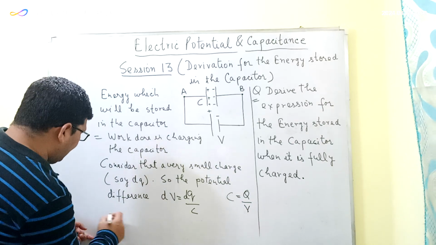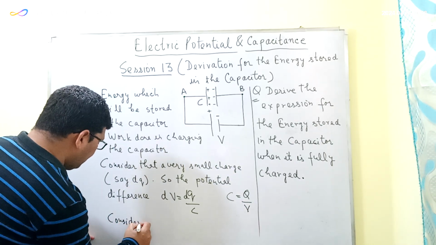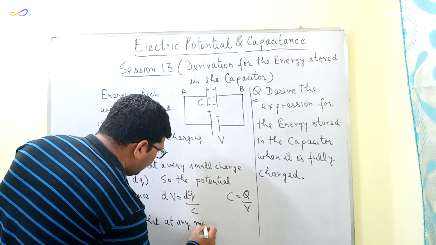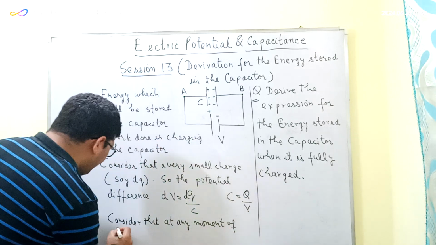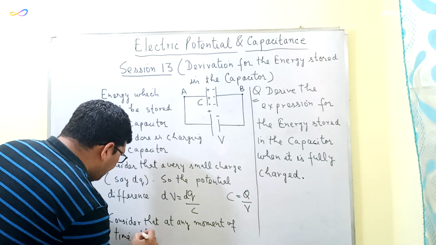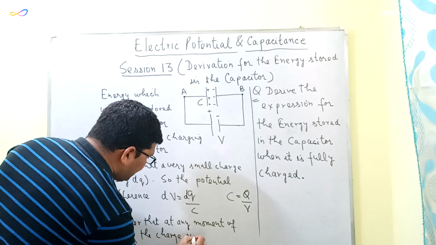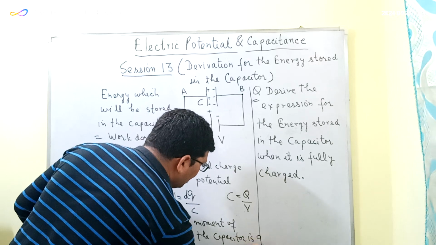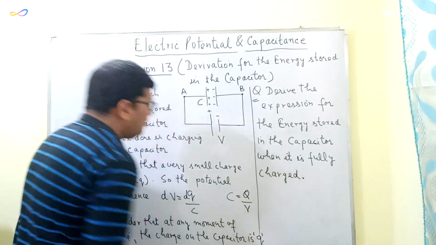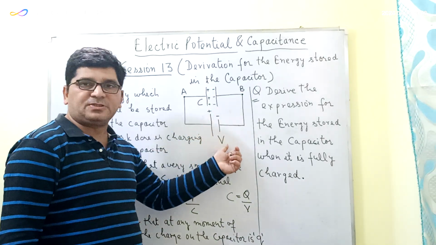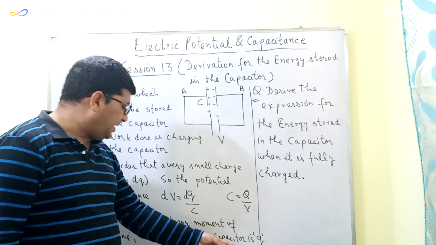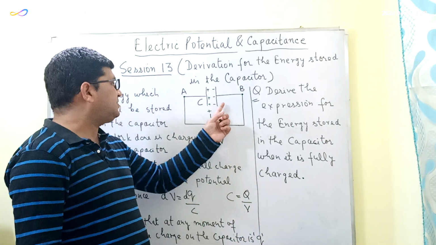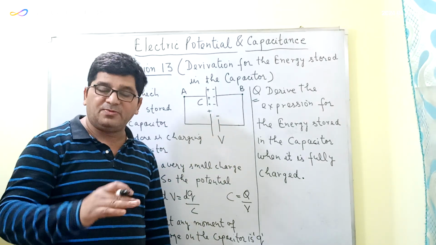Now let us consider that at any moment of time the charge on the capacitor is Q. That is, when I have connected this uncharged capacitor with this external voltage source, then at any moment of time the charge on the capacitor is taken as Q. This is the amount of charge which this capacitor has at any moment of time before it gets fully charged.